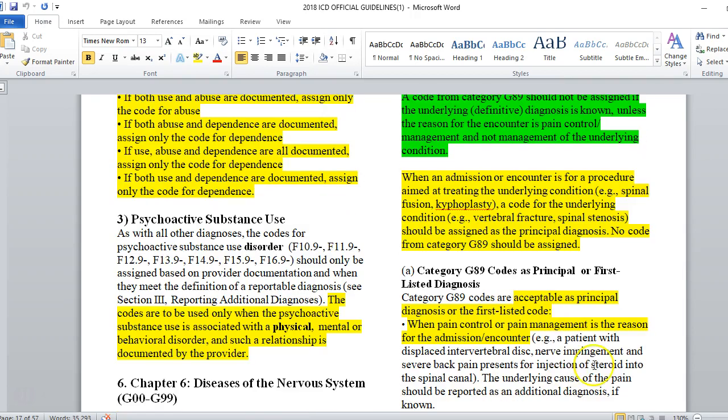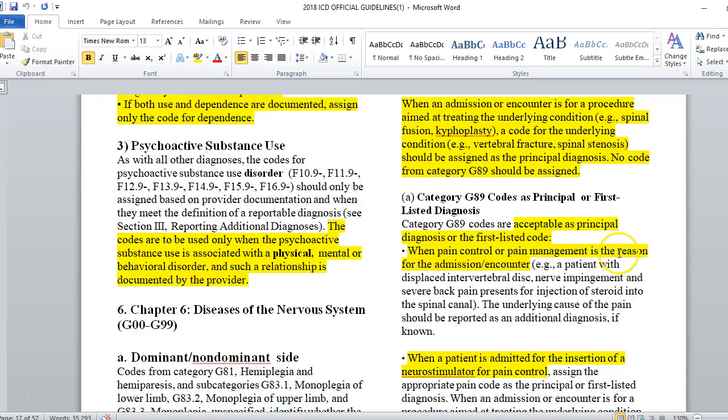So, when the admission or encounter is for a procedure aimed at treating the underlying condition, like a spinal fusion or a kyphoplasty, a code for the underlying condition, like the vertebral fracture or spinal stenosis, should be assigned as the principal diagnosis. No code from category G89 should be assigned because we're doing the procedure to fix the problem so the patient will not have pain. So again, if we're going to fix the problem causing the pain, no pain code. But sometimes we're just managing the pain. We're not fixing the pain. So that's when we can use G89.